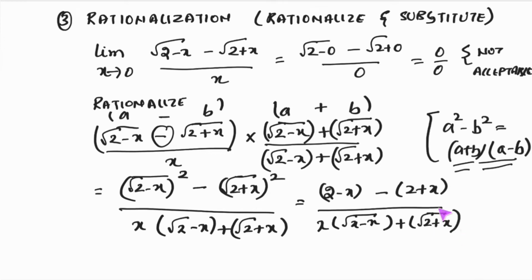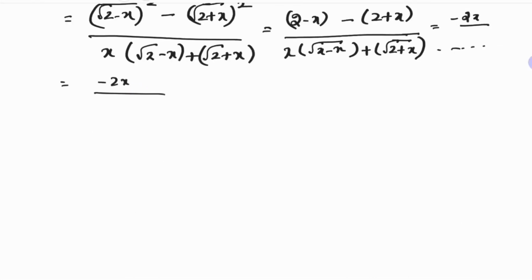It's not necessary that you multiply in such cases. Leave it till the last step. So now what we are going to do, this is going to become 2 minus 2 is 0, minus x minus x. So you're going to get minus 2x by the same. Let's put the same thing here. Minus 2x by x into root 2 minus x plus root 2 plus x.